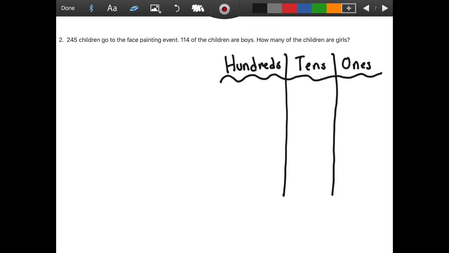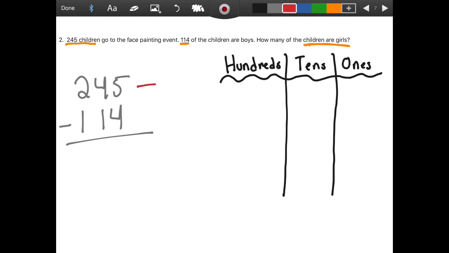It says 245 children go to the face painting event. 114 of the children are boys. How many of the children are girls? So let's highlight the important information. We have 245 children, 114 of them are boys, and we have to figure out how many children are girls. So we're going to write that problem horizontally, and we know that the bigger number always goes on top. So we have 245 minus 114.